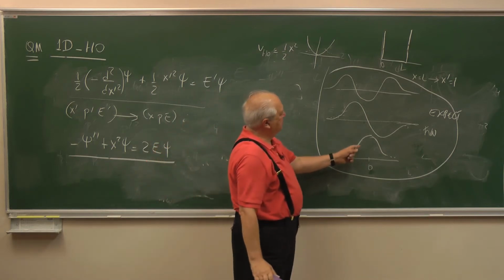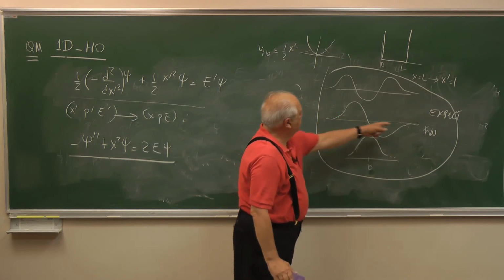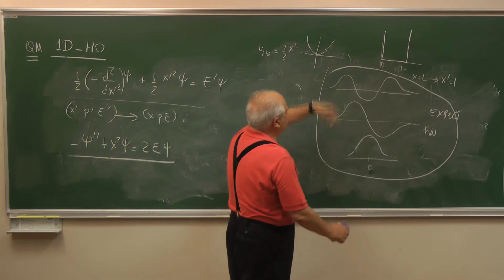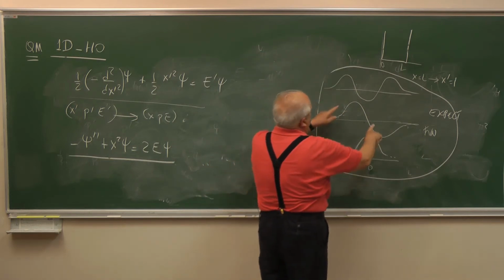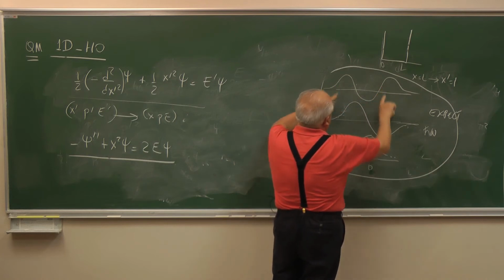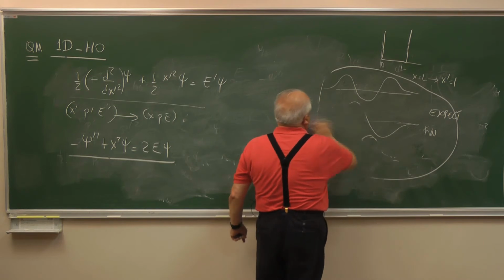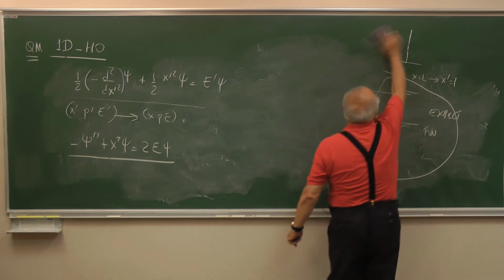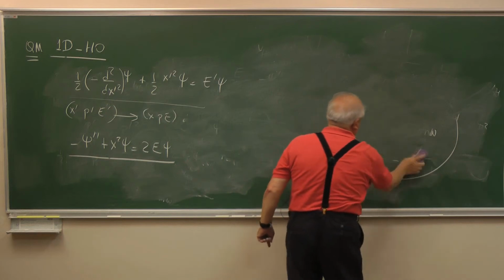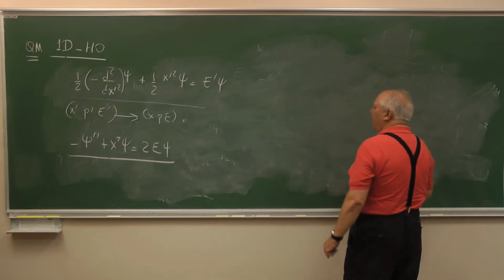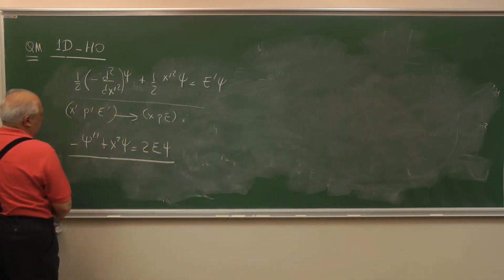So remember, one bump, but it's tapered off. 2 bumps, tapered off. 3 bumps, it will go like this. And this bump will not be equal to that one or that one, etc. But this is what we should get, hopefully, after solving this equation.